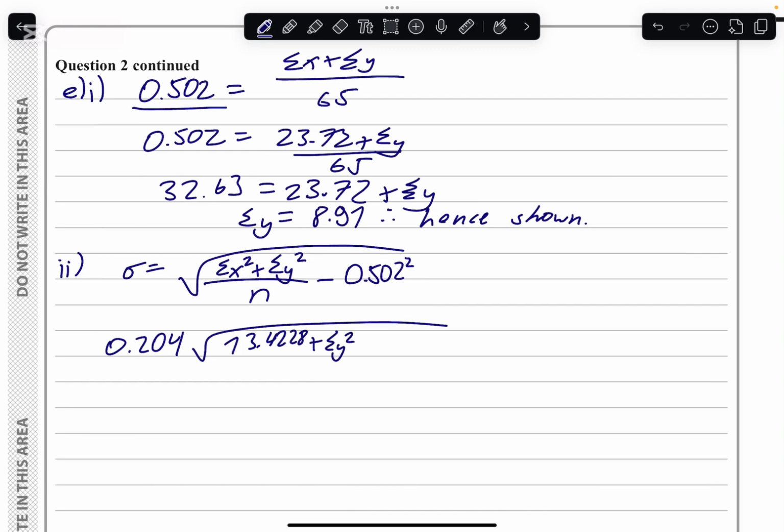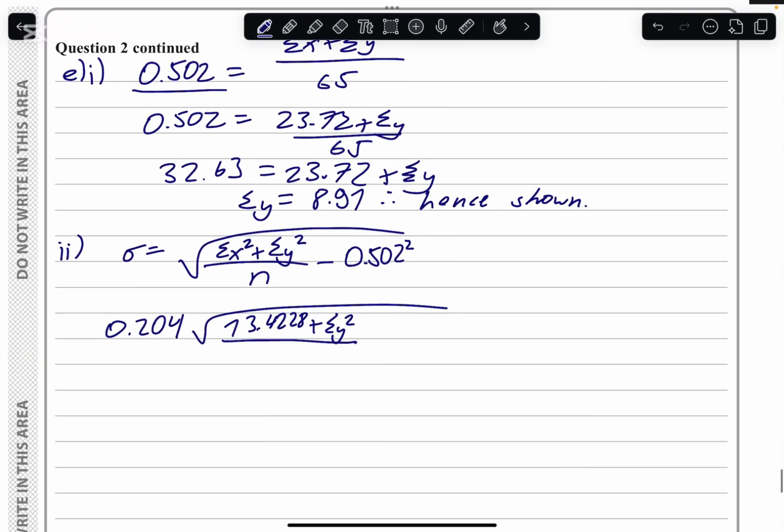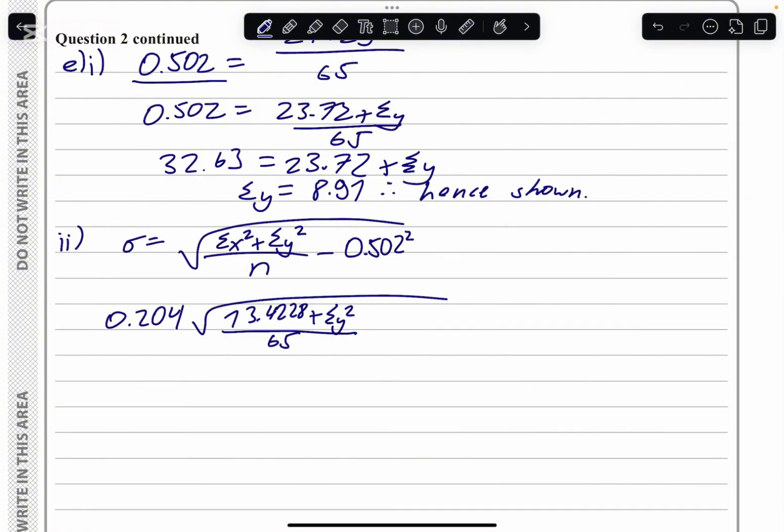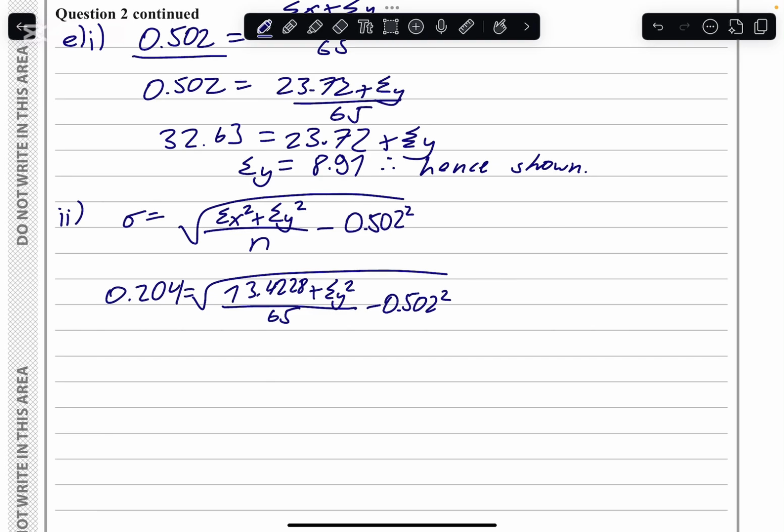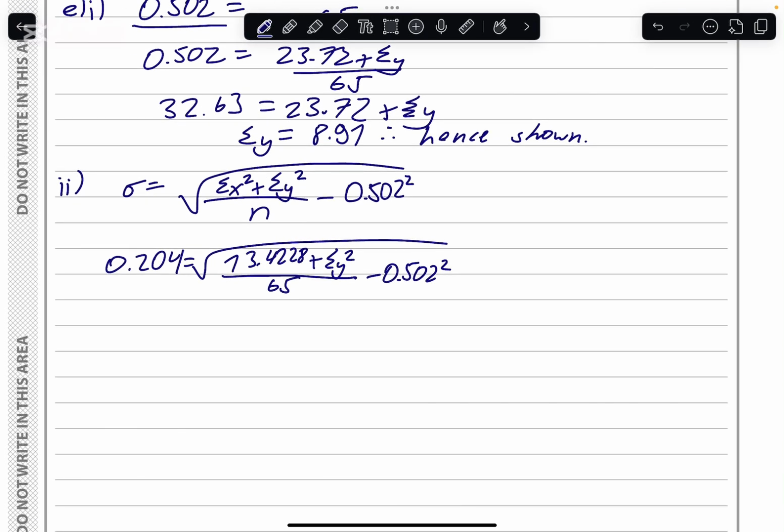And we need to find the sum of y squared. In this case n is 65, and minus 0.502 squared. Rearranging that, we're going to get the value of Σy². In order to get rid of that root, we square everything. So we're left with 0.041616 is equal to 13.4228 plus Σy² over 65 minus 0.502 squared.